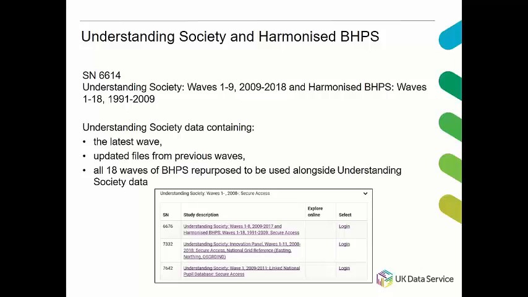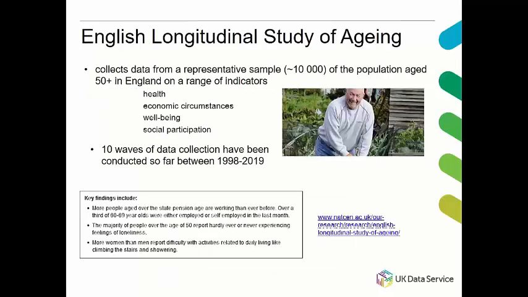Now, the Understanding Society and Harmonized BHPS dataset, the main study number is here, 6614, is actually including, as I said before, the Understanding Society data and the BHPS data, merged together as and where possible. And here you find the different secure access versions. I think that's actually quite interesting, depending on what you want to do. I can't go into detail. I'm sorry, I'm rushing a bit because I would like to give you as much information as possible.